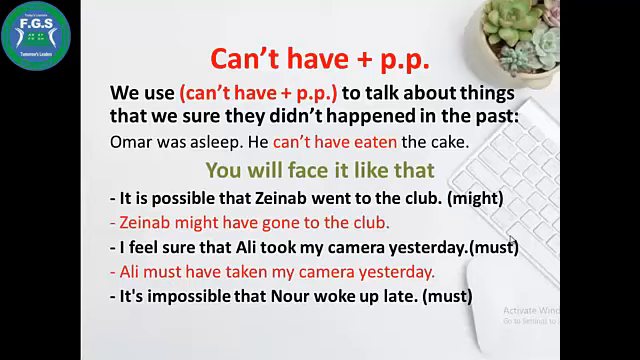It's impossible that Noor woke up late. Use must. Noor must have woken up early. It's impossible that Noor woke up late, so he must have woken up early.